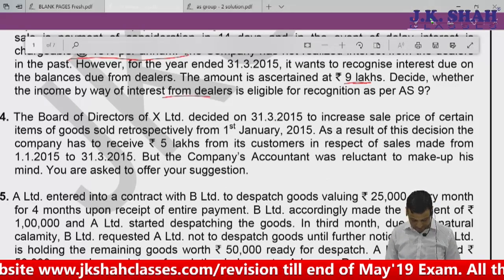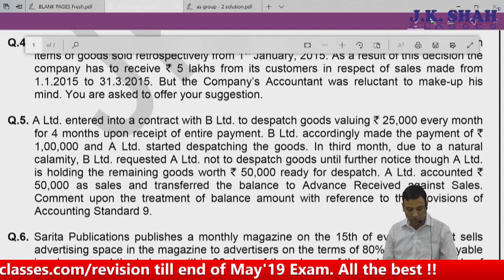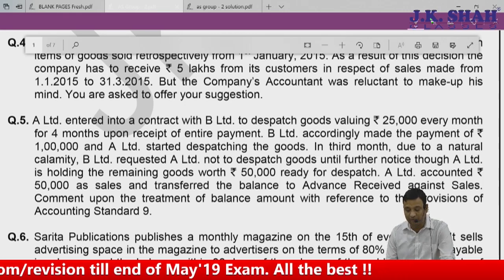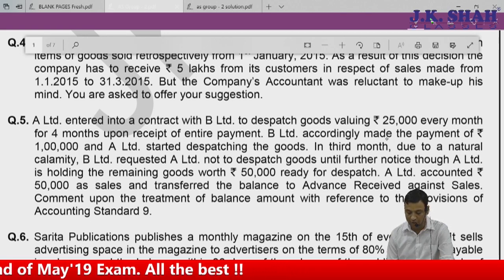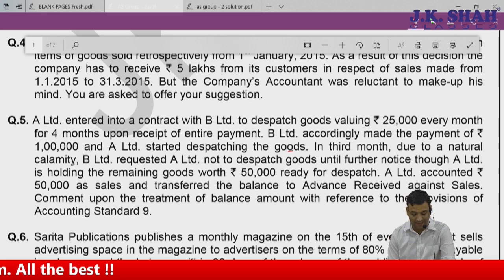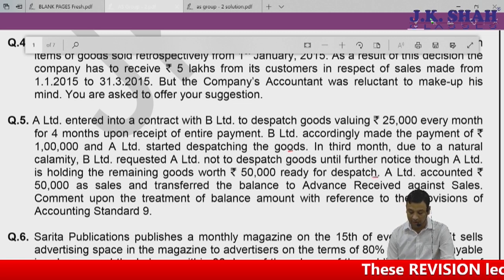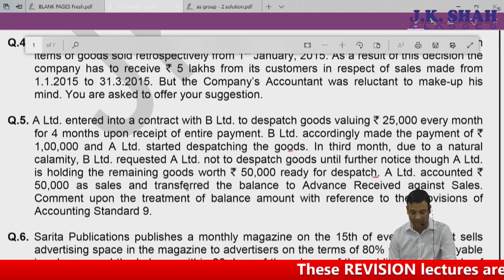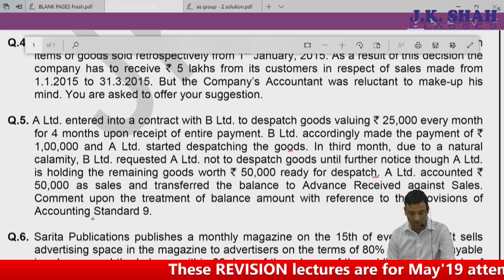We move to the next question then. A Limited entered into a contract with B Limited to dispatch goods valuing 25,000 every month for 4 months upon receipt of entire payment. B Limited accordingly made a payment of 1 lakh and A Limited started dispatching the goods. In the 3rd month, due to a natural calamity, B Limited requested A Limited not to dispatch goods until further notice. Though A Limited is holding the remaining goods worth rupees 50,000 ready for dispatch. A Limited accounted rupees 50,000 as sales and transferred the balance to advance received against sales. Comment upon the treatment of balance amount with reference to provision of AS 9.